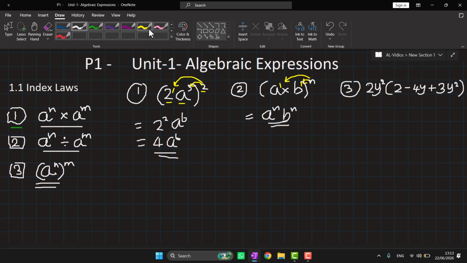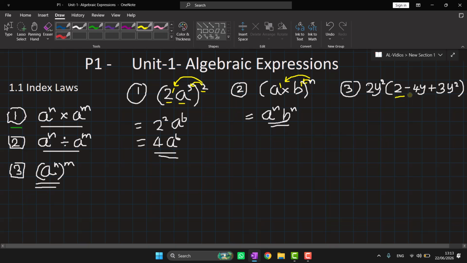Then the third example, all of these terms, there are 3 terms inside the bracket, should be multiplied by this 2y squared. So 2 into 2, both are positive. So the first term would be positive. 2 times 2 is 4, and you can just write y squared behind.